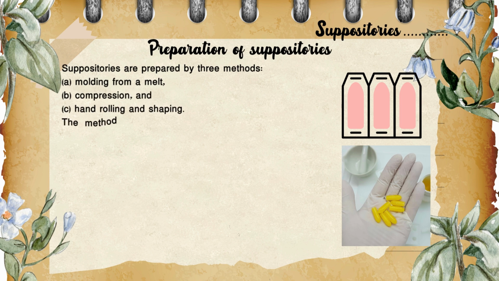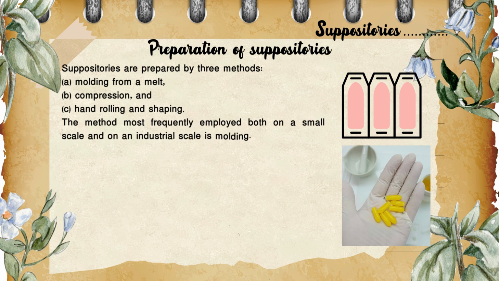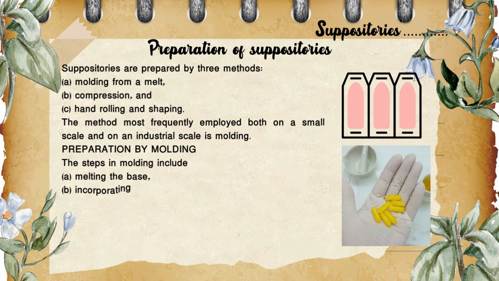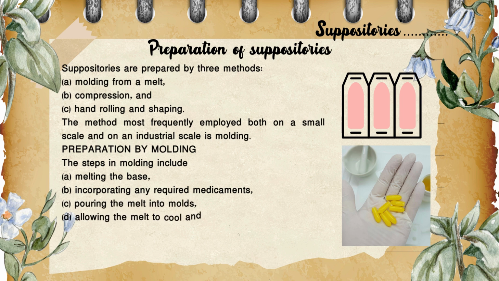Preparation of jellies. Generally, the molding method is involved in it. Compression, hand rolling, shaping. Preparation by molding: melting of the base, incorporation of the medicaments, pouring into the mold, allowing it to cool and congeal into suppositories.